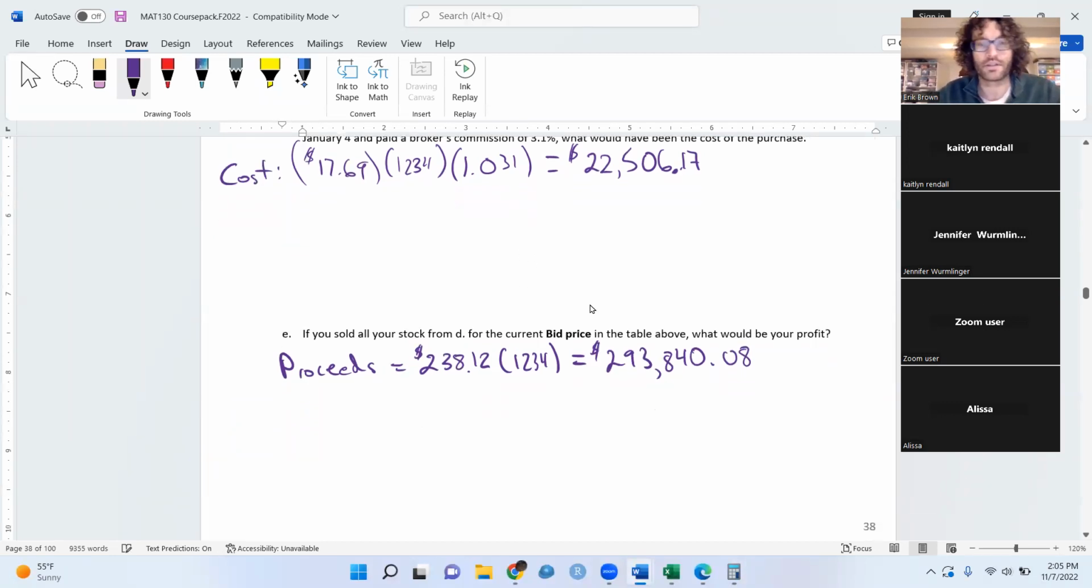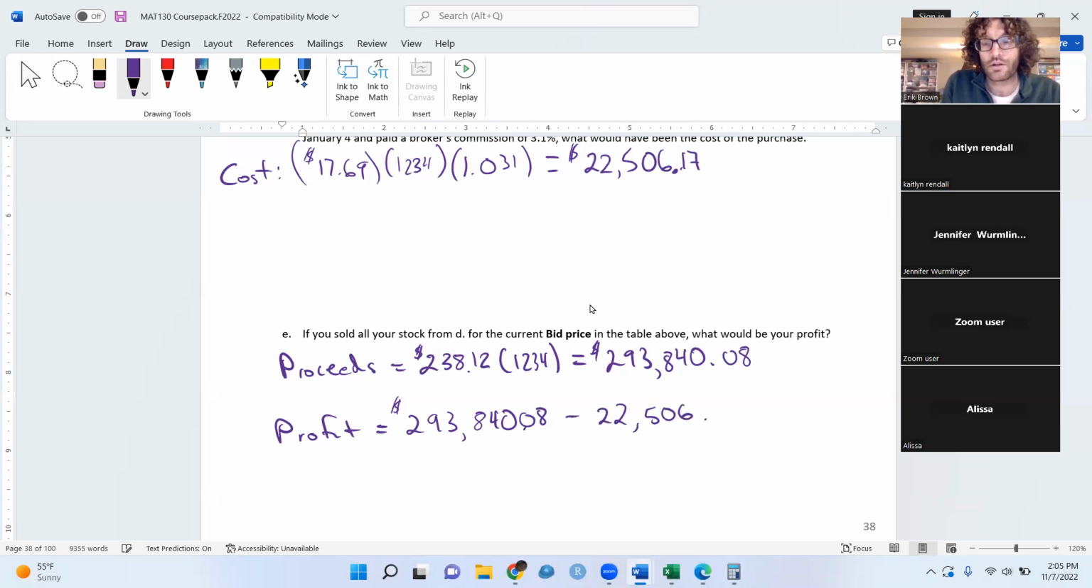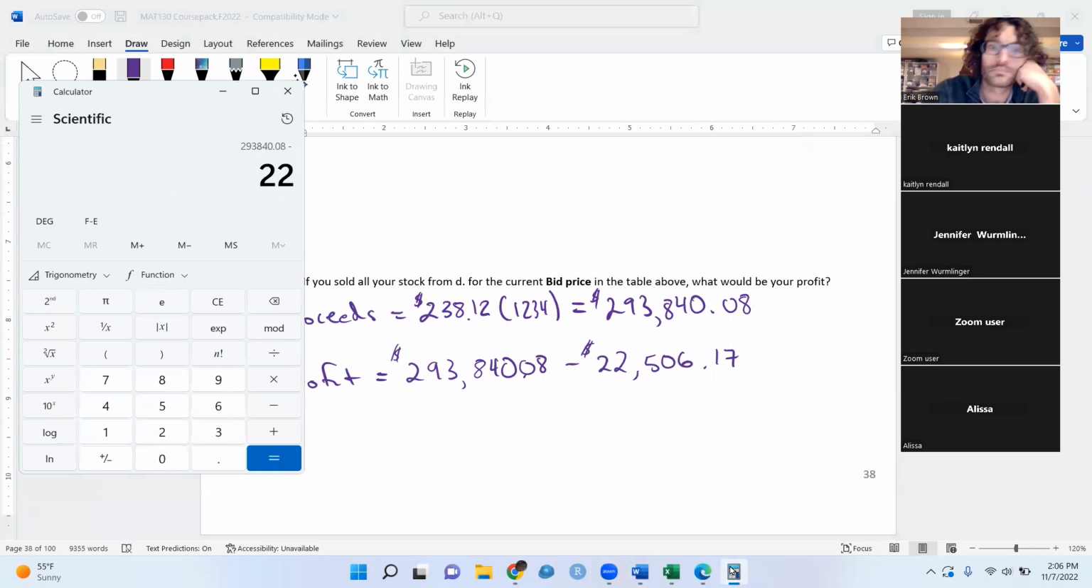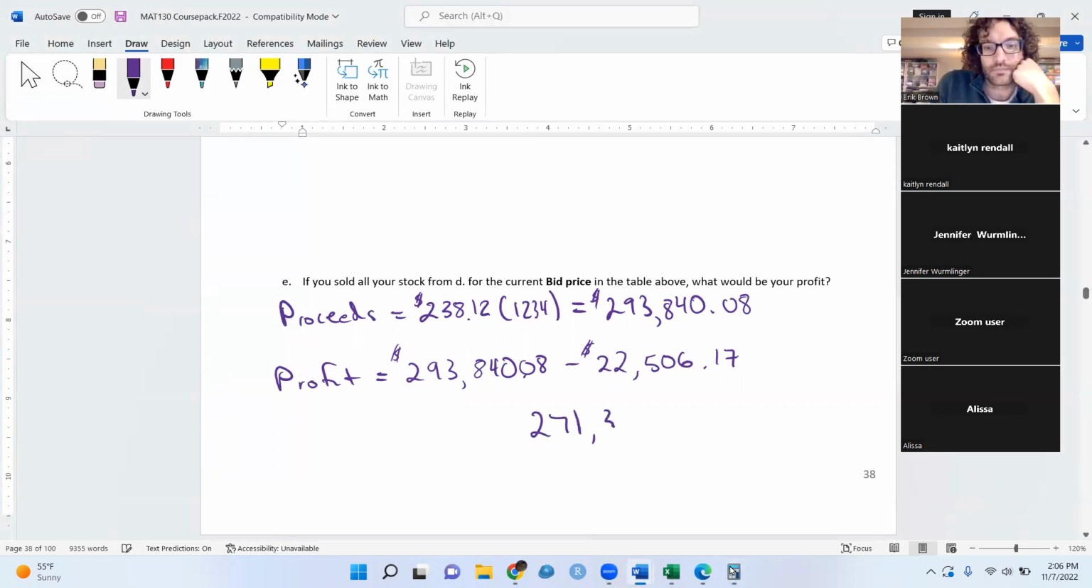So profit is just the difference between the proceeds and the cost. By the way, this could be negative. You could have negative profit. You definitely don't want that. But in your project for task 4, there's a good chance you're going to have negative profit. Don't be alarmed. Just know that could happen. So you would have made $271,333.91.